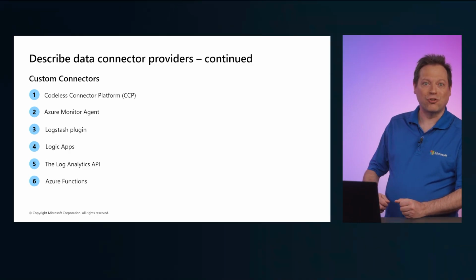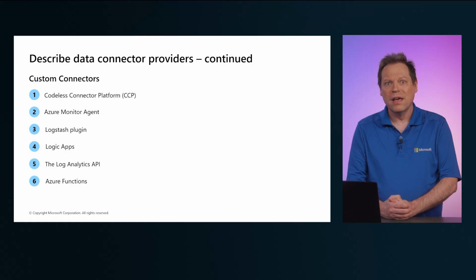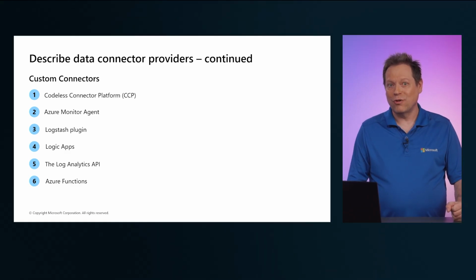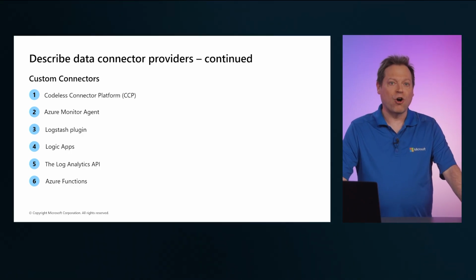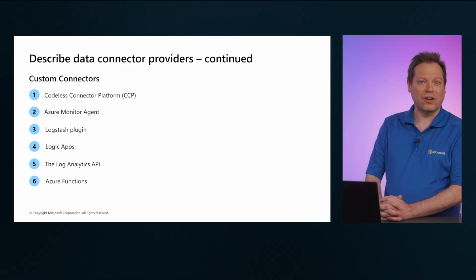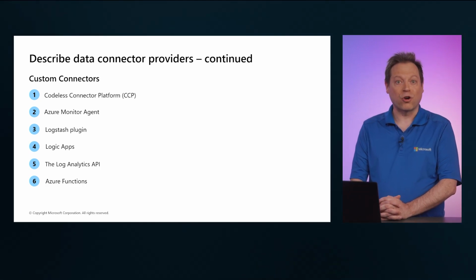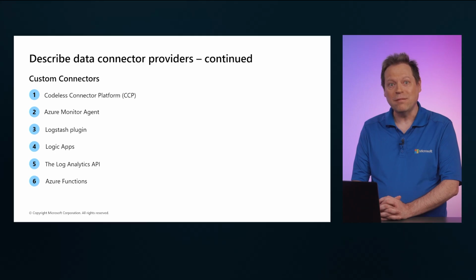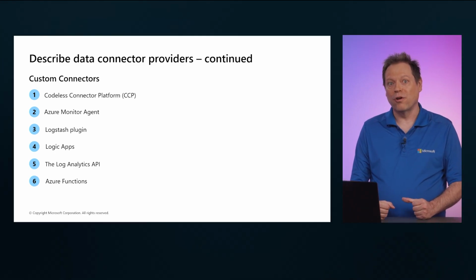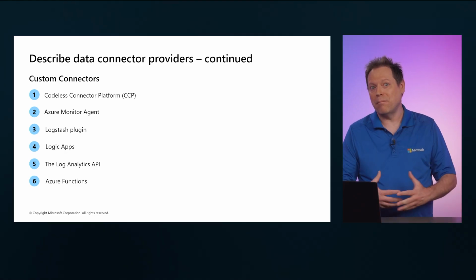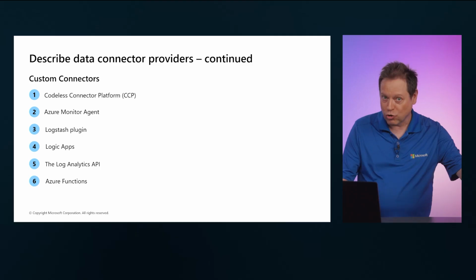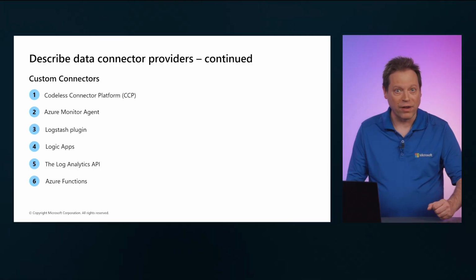Let's dig into custom connectors. You have several approaches depending on how much control you need and how much development effort you can invest. Options include the Codeless Connector Platform, often called CCP, using a Logstash plugin, building integration with Logic Apps, using Azure Functions for custom ingestion and processing, using Azure Monitor Agent for collection scenarios, or sending data via the Log Analytics API. The key here is to select a method that matches your source system, your transformation needs, and your operational model.